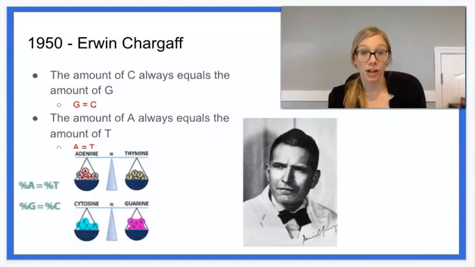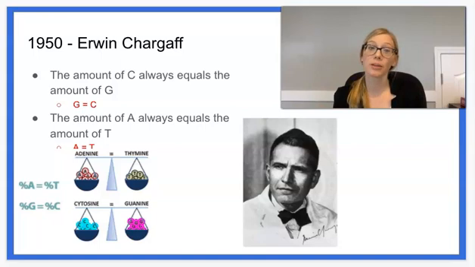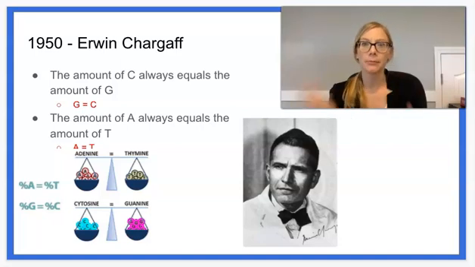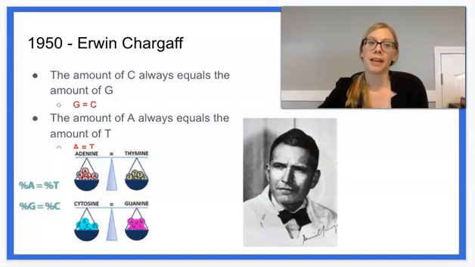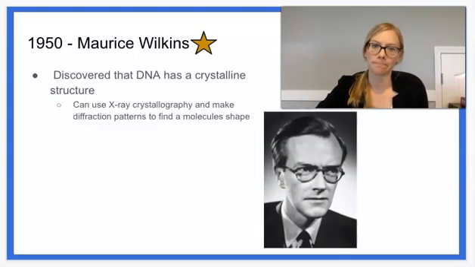We have Erwin Chargaff. What's his contribution? Really, he says by looking at lots of DNA samples, the amount of C always equals the amount of G, and the amount of A always equals the amount of T. Doesn't matter what organism you're looking at, they always seem to be equal in percentages. Maybe the percentages differ a little bit between organisms, but A and T and G and C are always equal. So this is really our base pair rule that we know and use now.